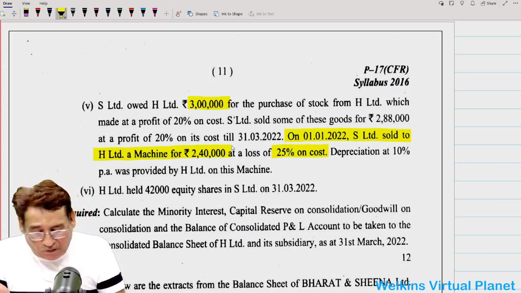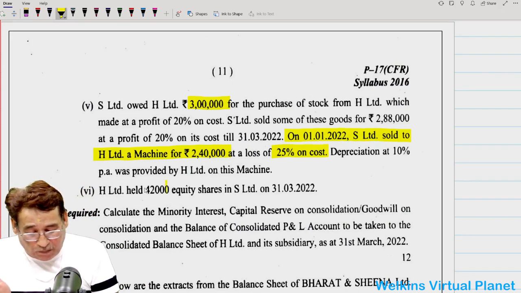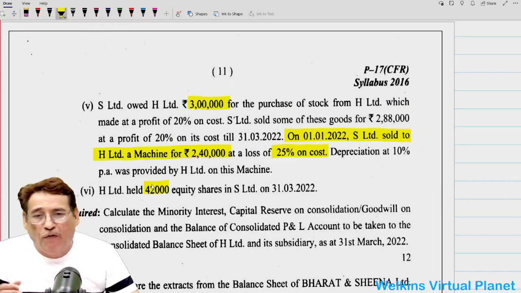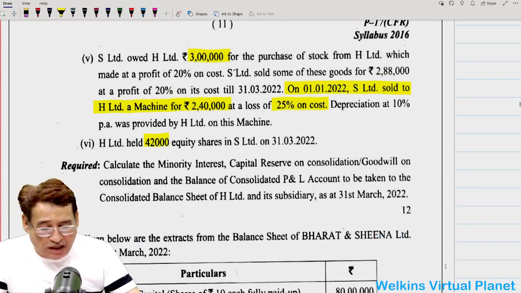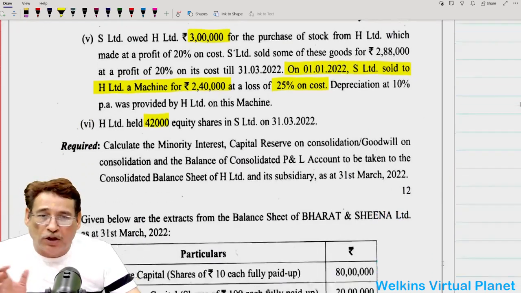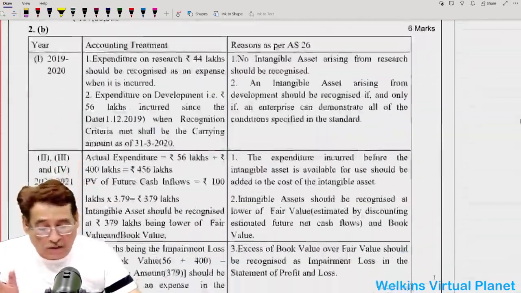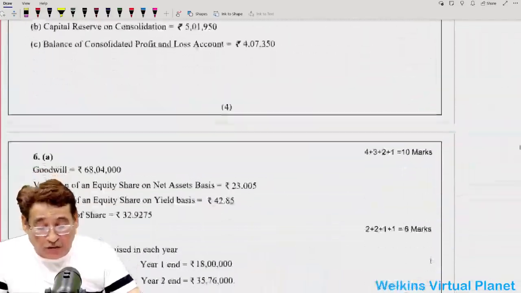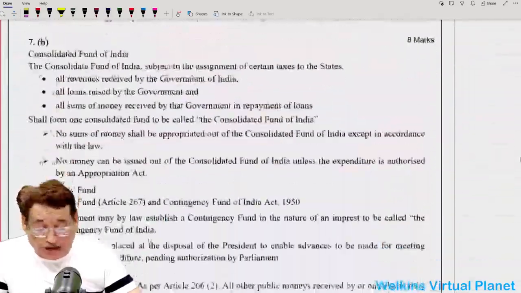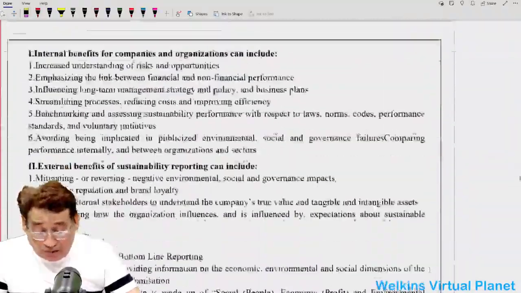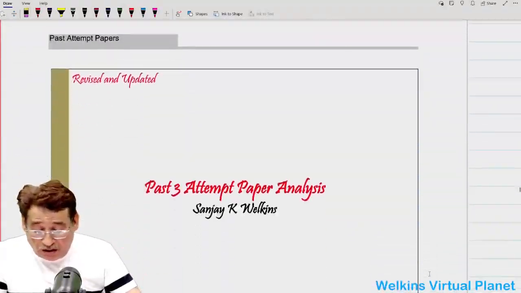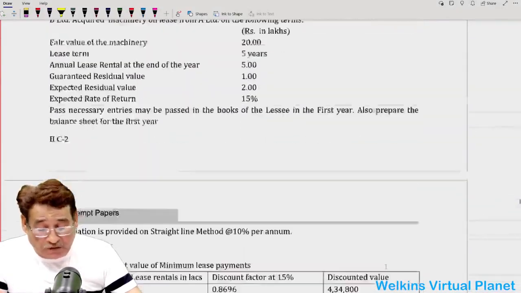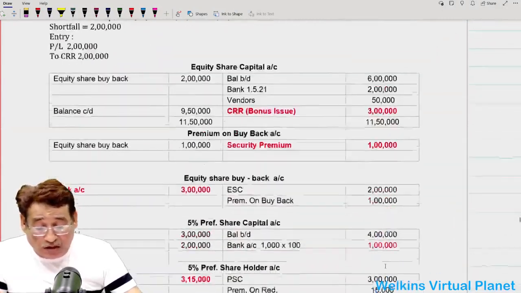This is the marquee point, the most important point of this particular question. It is given that at the end of the year, H Limited is having 42,000 shares. Now I will tell you the solution. Because some controversies with respect to dates are given, we may not be able to derive the exact answer, but because of these dates, which have a difference of at least 1 month, we will come very close to the answer.